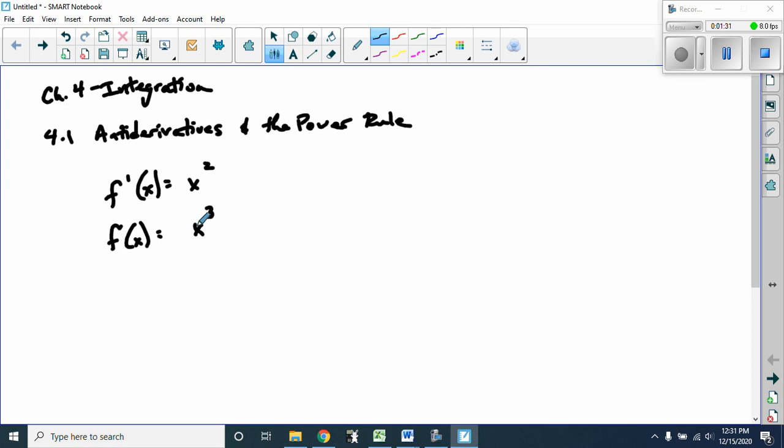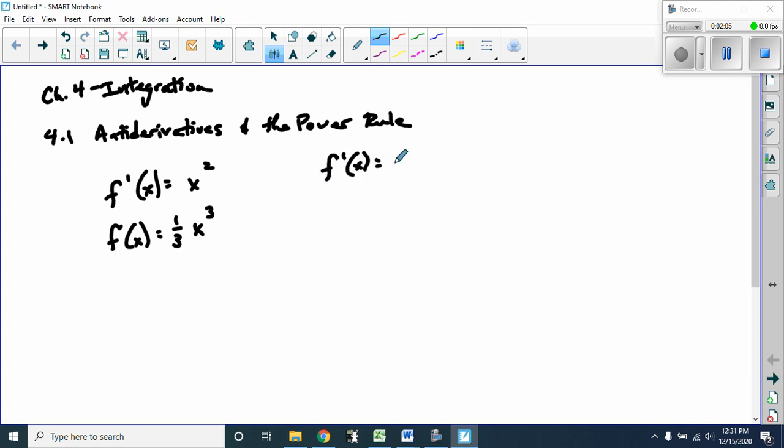But if f of x was x to the third, then f prime of x would be 3x squared. So to cancel out that 3 that you would move out front to take the derivative, we need 1/3 here. Notice if I move the 3 out front, 1/3 times 3 cancels as 1, and then subtract 1 from the exponent. The derivative of 1/3 x cubed is x squared. So the antiderivative of x squared is 1/3 x cubed.